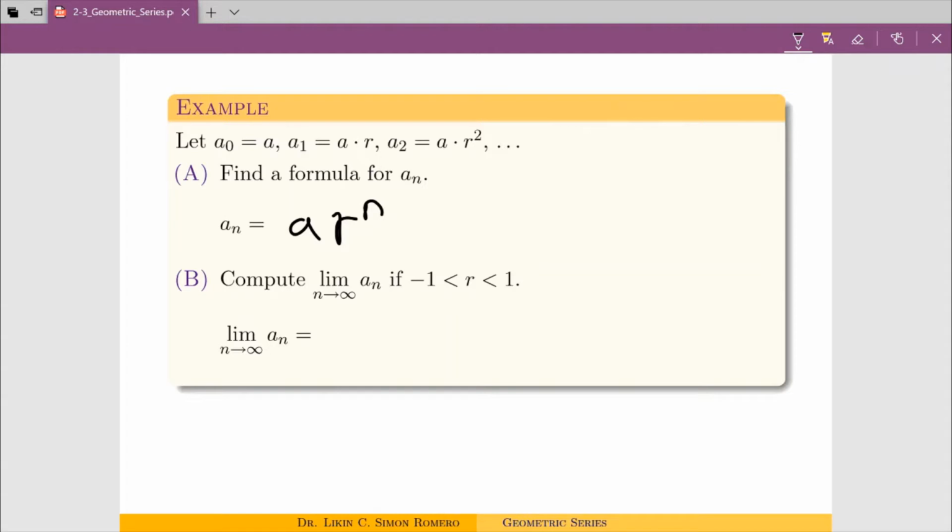So if we're looking at the limit as n goes to infinity of this sequence, we're looking at the limit as n goes to infinity of A times R to the n. Because our R is between -1 and 1, it turns out that this limit is equal to 0.